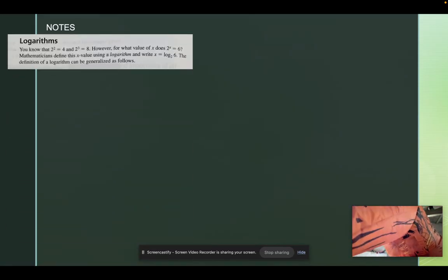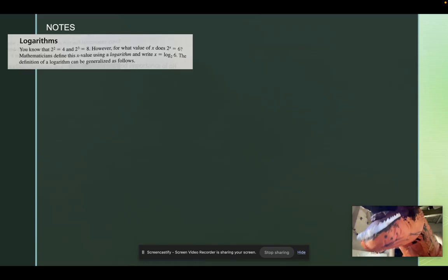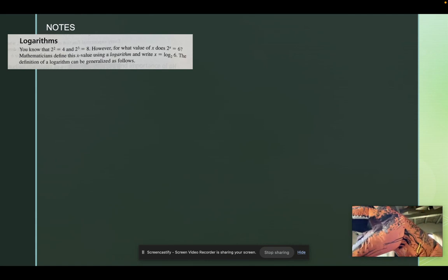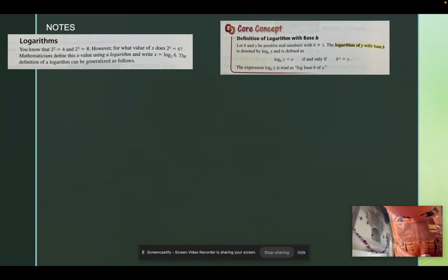So first of all, if I asked you, what power do you raise 2 to get 4, you would say 2. Or what power of 2 is 8, you would say 3. But if I said, 2 to what power would be 6? Well, now we have a problem. That's something you don't know. And the answer is going to be log base 2 of 6, okay? And so let's talk a little bit more about that.